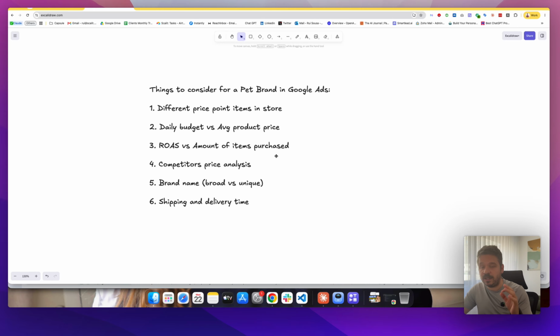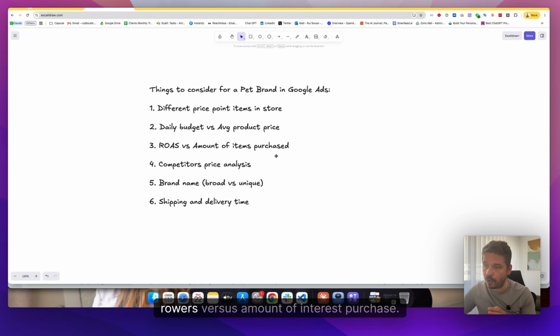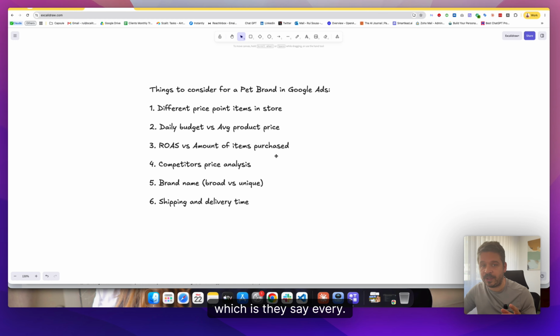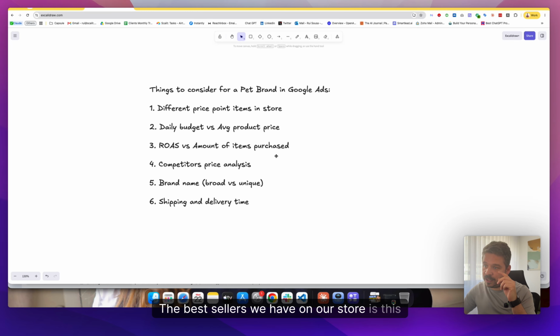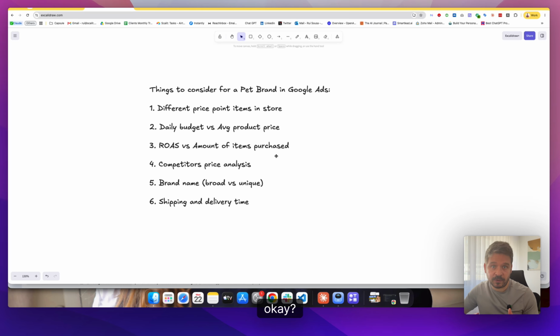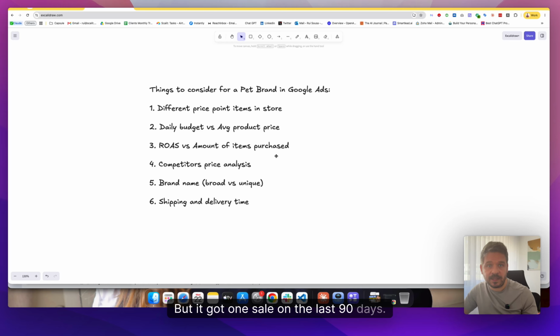So that's really important. The third thing is ROAS versus the amount of purchases. We see that a lot with clients, who say, hey Rui, the best sellers we have on our store is this item for dogs. And then we realize that yes, they have a 10 ROAS, so you put in $1 and get 10 out of it, but it got one sale in the last 90 days. That means it was probably a lucky purchase. Maybe someone bought it, you know what I mean? It's so low volume for one person.